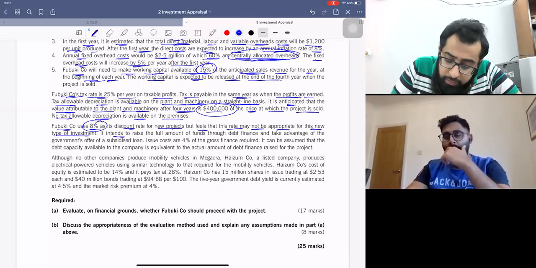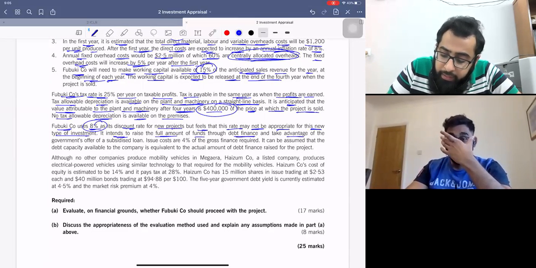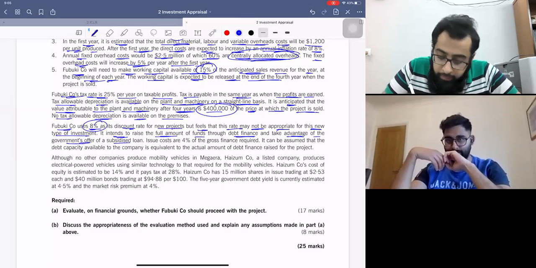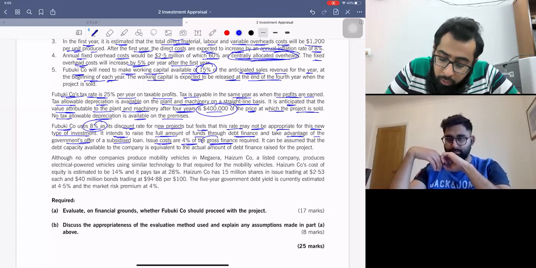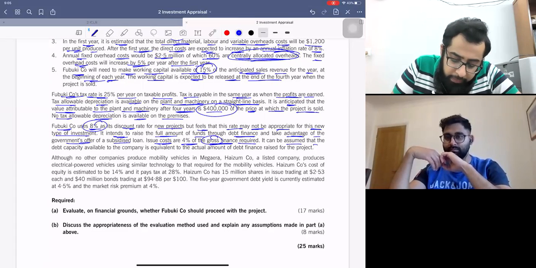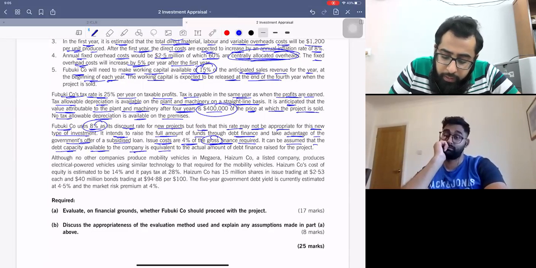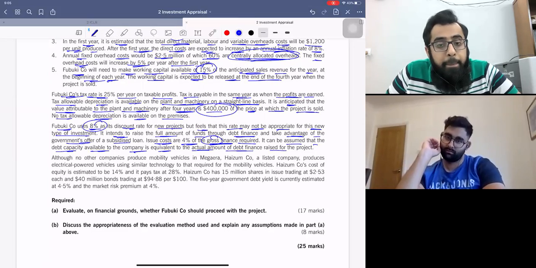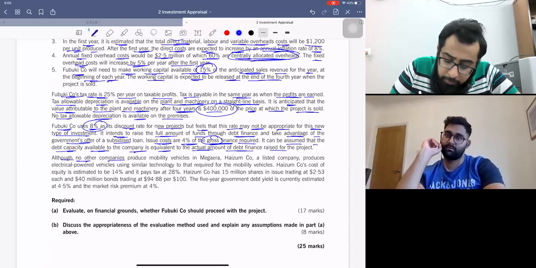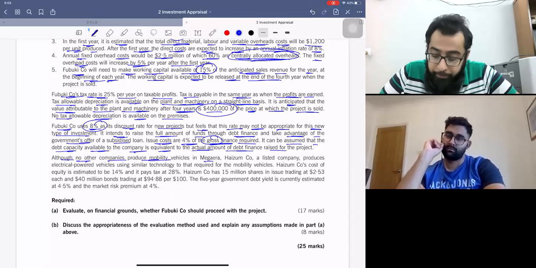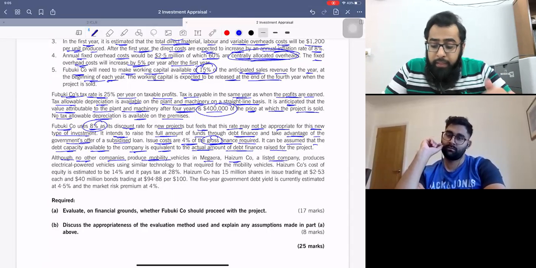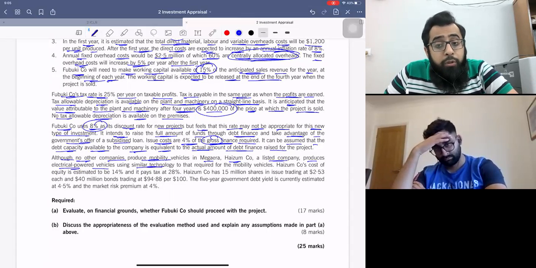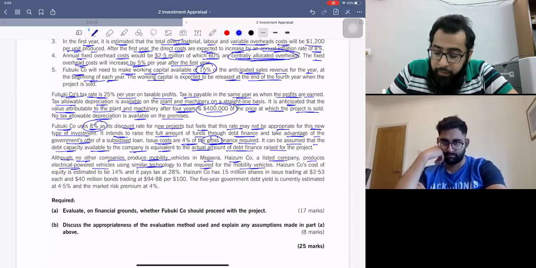It intends to raise the full amount of funds through debt finance and take advantage of the government's offer of subsidized loan. Issue costs are 4% of the gross finance required. It can be assumed that debt capacity available to the company is equivalent to the actual amount of debt finance. Although no other companies produce mobility vehicles in Migira, Hyzum company, a listed company, produces electrical powered vehicles using similar technology to that required for mobility vehicles.